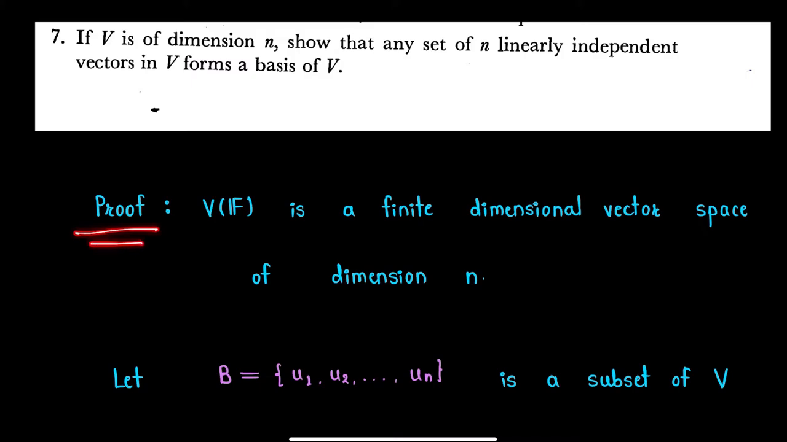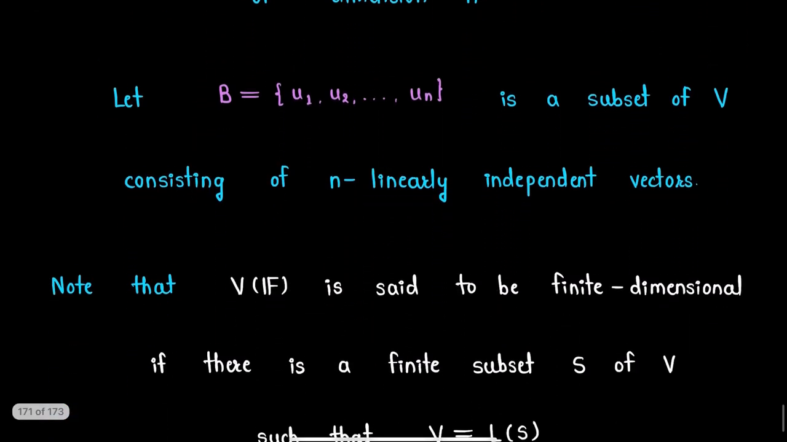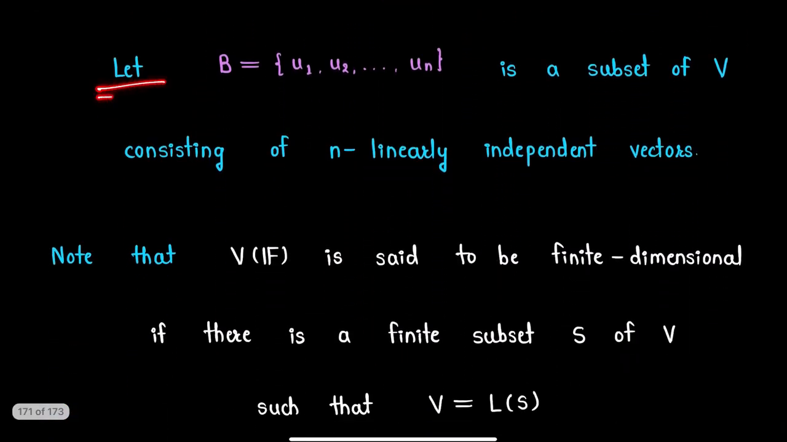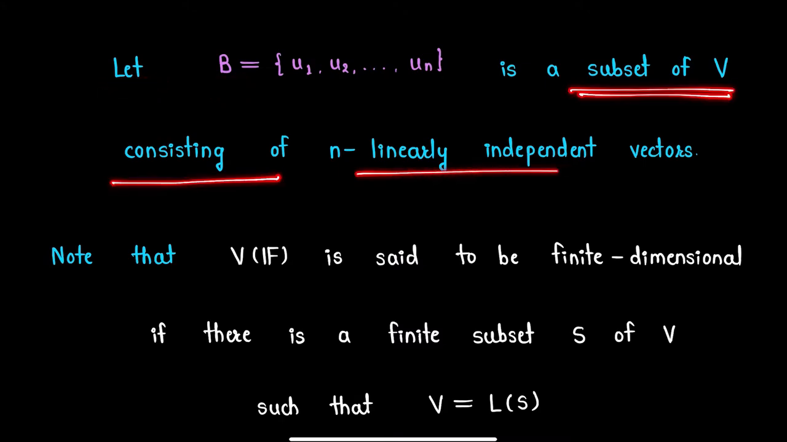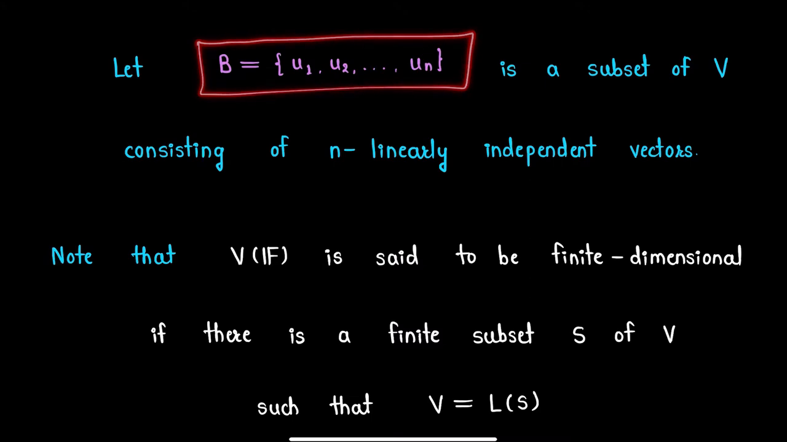So, proof: here V over field F is a finite dimensional vector space of dimension n. Now, let us consider a set B, which is a subset of vector space V consisting of n linearly independent vectors, say u1, u2 up to un. Now our claim is to show that this set B is a basis of vector space V.